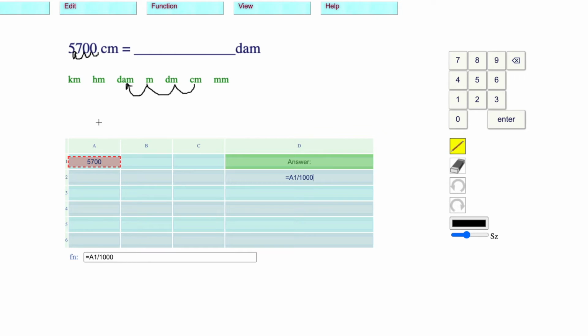If you're moving to the left, you're dividing. If you're moving to the right, you're multiplying. And the number of spaces is the number of zeros you have. So that's going to give us 5.7 decameters.